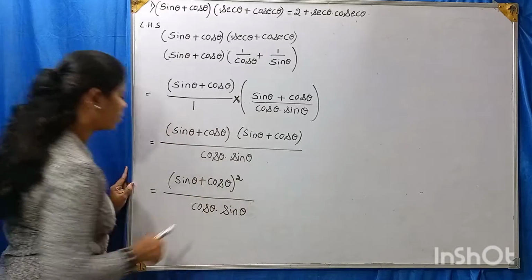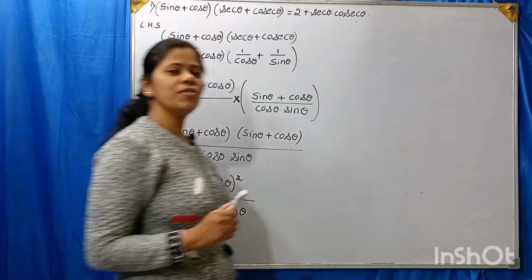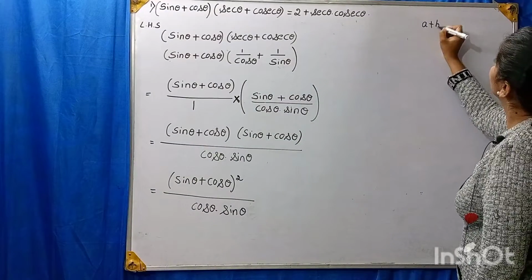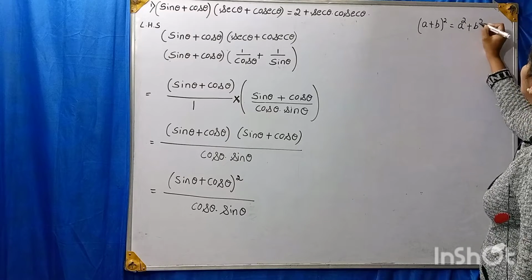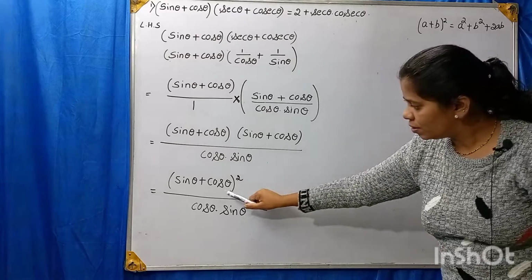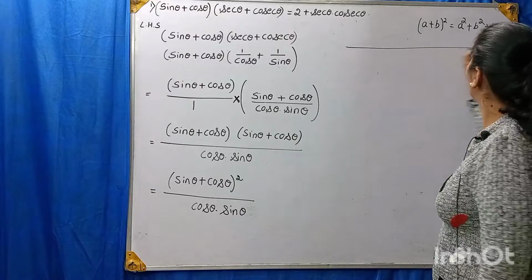Okay. Now, it is in the form of a plus b the whole square. And we know the formula of a plus b the whole square. That is, a plus b the whole square is a square plus b square plus 2ab. Now, write this in the form of a plus b the whole square.